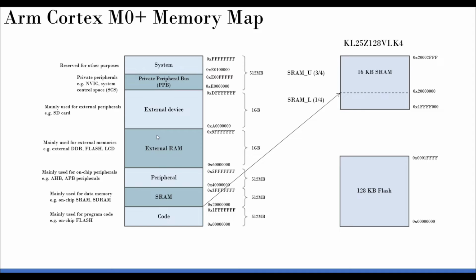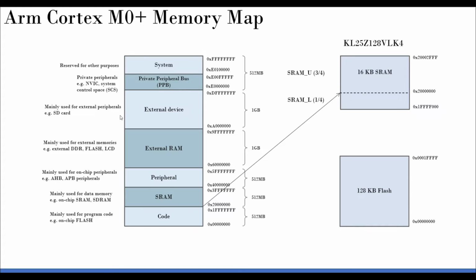So there will be more delay associated with this compared to accessing from these locations. And then some peripheral bus, which includes the system control space and the interrupt controller, everything. Those registers are sitting here in this location. And then of course some space is reserved for the system, which is like the BIOS in our computer. Together they occupy 512 MB.